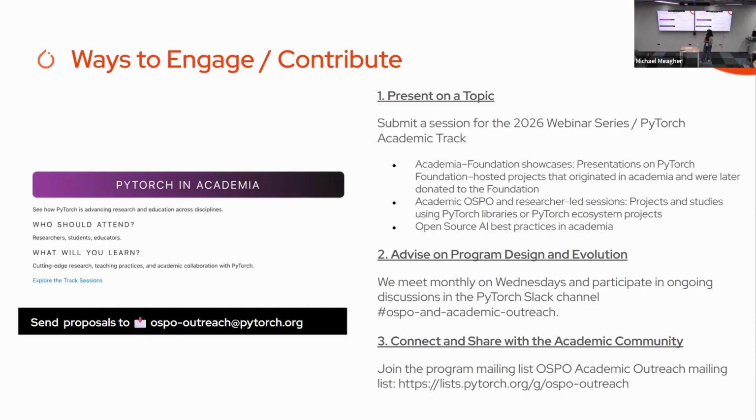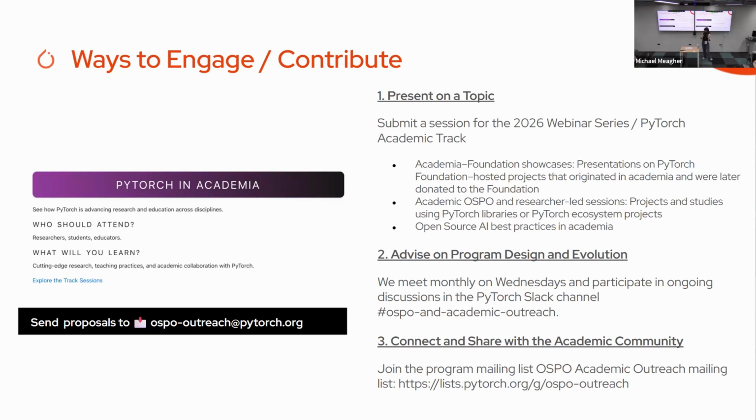So, ways to get involved right now. There are three major areas. The first one is the webinar series. We are looking for calls for proposals, and you can already get involved. If you know people in a research lab, or peers who have knowledge in the PyTorch ecosystem, they can submit a session about a PyTorch-related project for the 2026 webinar series. You can also become an advisor or get involved in the program evolution and design. We are meeting monthly on Wednesdays, and we also have an open channel in the PyTorch Slack where you can start participating and give your input.